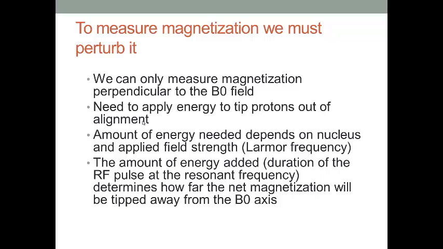determines how far the net magnetization will be tipped away from the B0 axis. If the amount of energy is big, then it can tip away from the B0 axis a lot. But with a small amount of energy, it will not. The amount of energy is measured by the duration of the RF pulse at the resonant frequency. So that is how we can perturb the magnetization. First we need to perturb it.